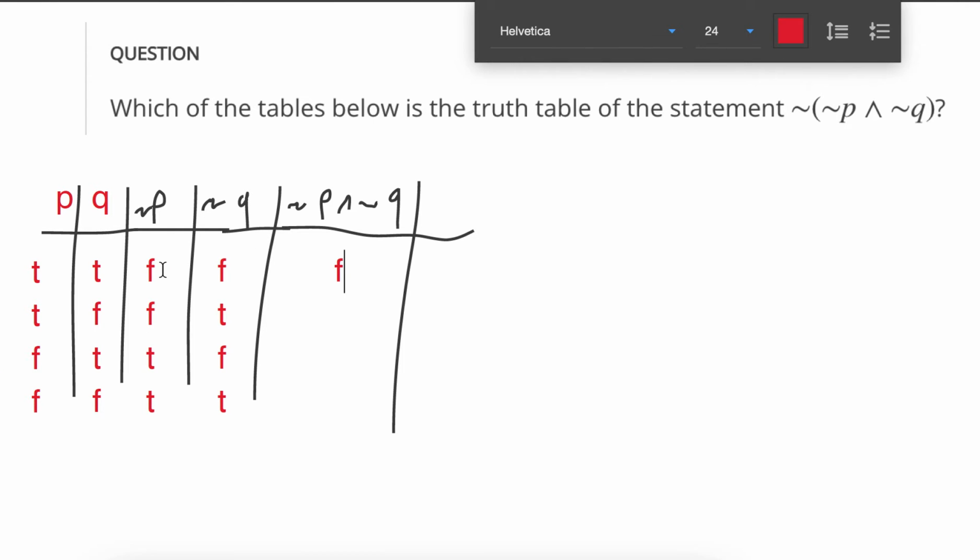So first row, they're both false. Second row, one's false, one's true. They're not both true. Third row, one's true, one's false. And fourth row, they're both true.